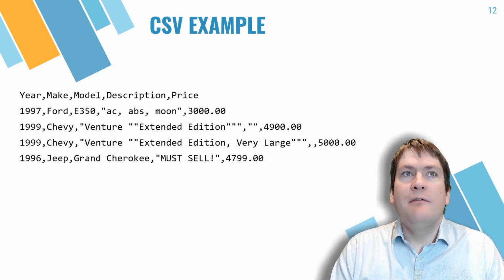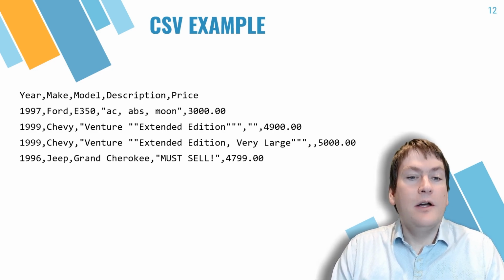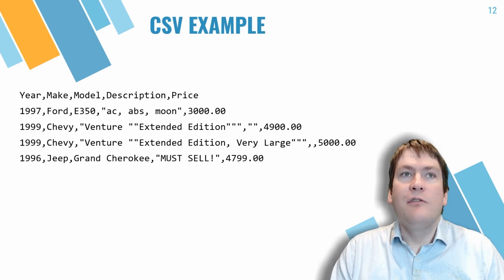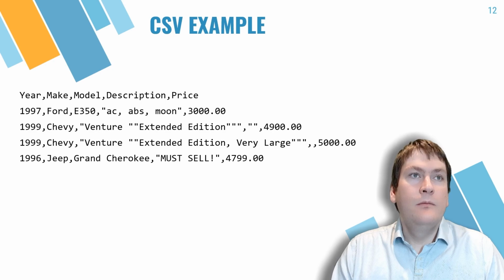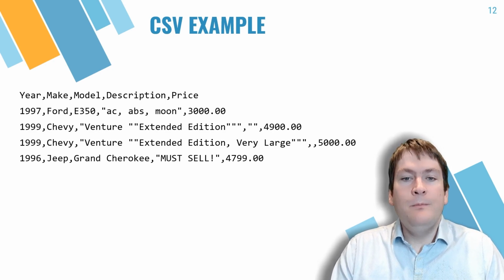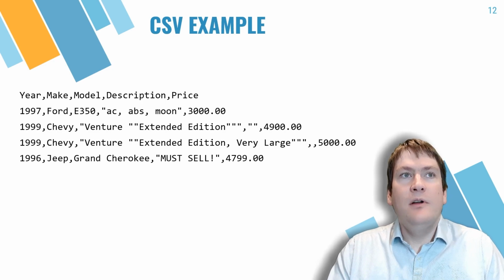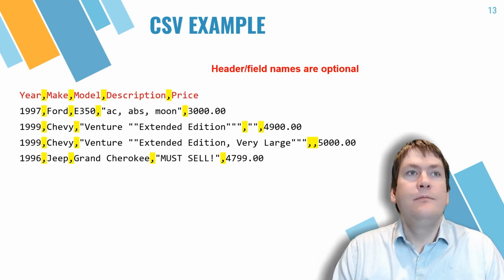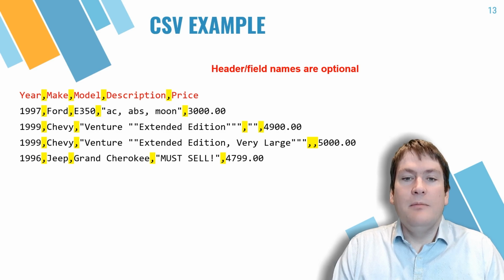So the comma separated value example shown right here is for a bunch of cars, their make, model, description, year, and price. So presumably this would be for sort of like used car sales. In this case, we're using comma separated value notation. That means instead of tabs, we're going to use the comma character. I've highlighted all the commas here.